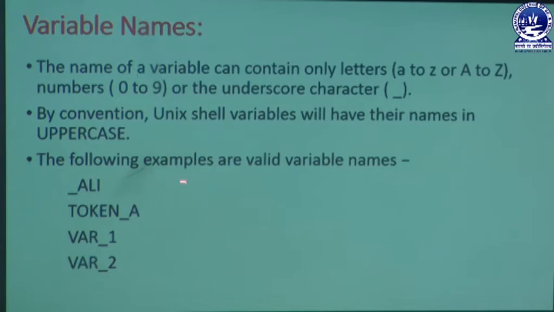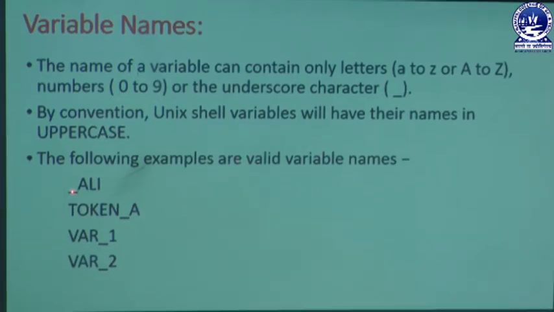So here all the following examples are valid variable names, like _ALI, which should be in uppercase letters. Then we can create another variable like TOKEN_A, also uppercase with an underscore, then VAR_1, then VAR_2. In this way we can create valid variable names in our Unix operating system.